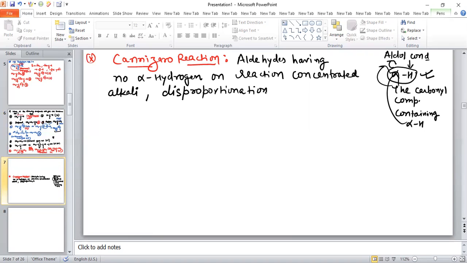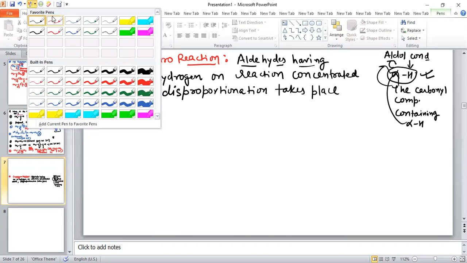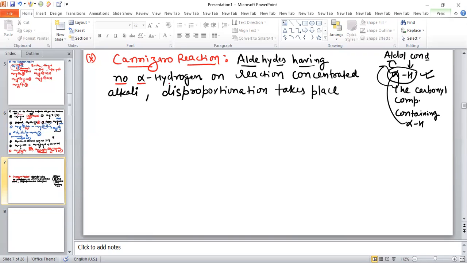Disproportionation takes place. Basically, in aldol condensation the aldehyde must have alpha hydrogen, but in the Cannizzaro reaction the condition is that there must be no alpha hydrogen. Also, aldol reaction occurs with dilute NaOH, but Cannizzaro reaction occurs with concentrated alkali.